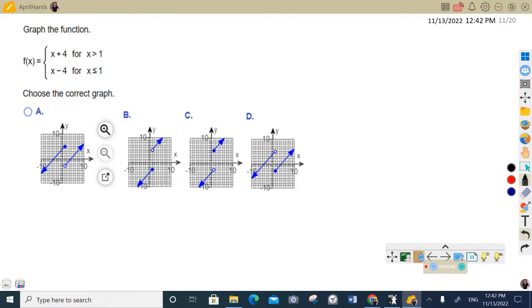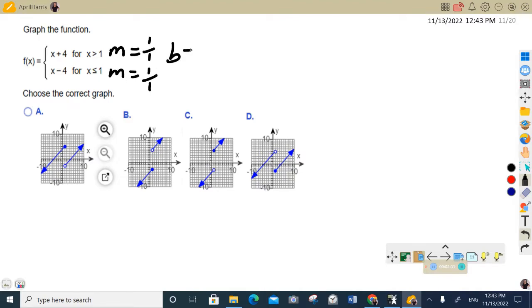Okay, question says graph the function, and it's a piecewise function. You're going to graph x plus 4 for when x is greater than 1, and you're going to graph x minus 4 when x is less than or equal to 1. So what I know about these two equations is it's already in y equals mx plus b form. They both have a slope of 1, because that's the number in front of x.